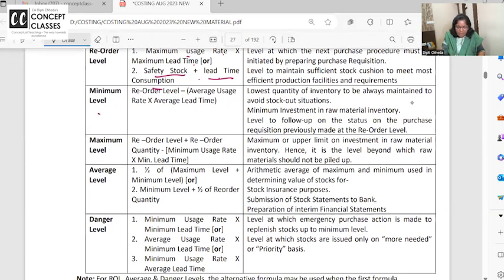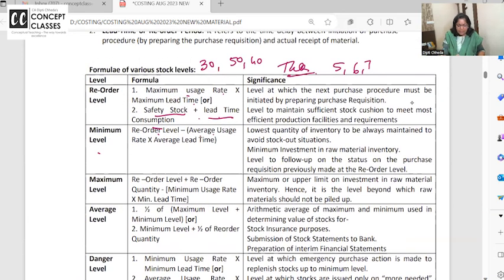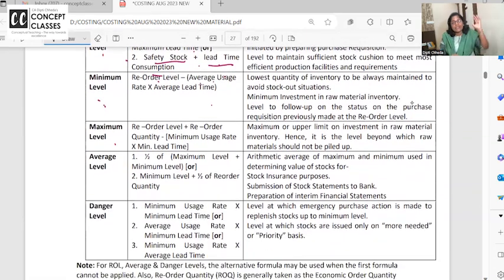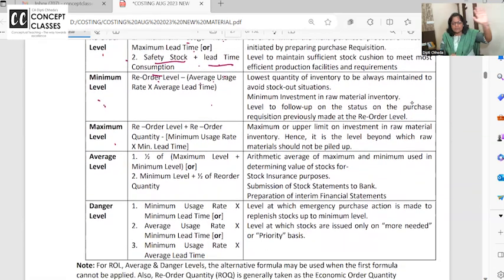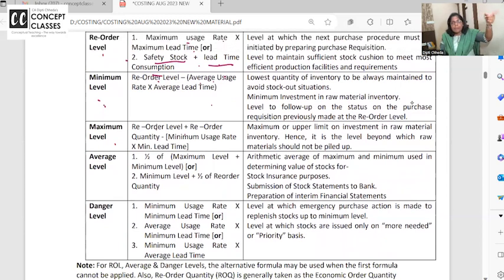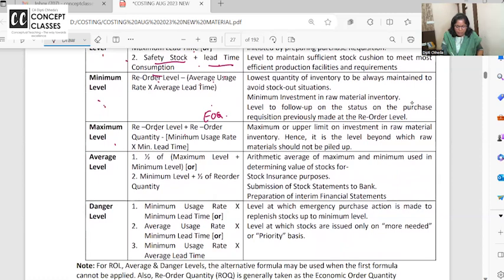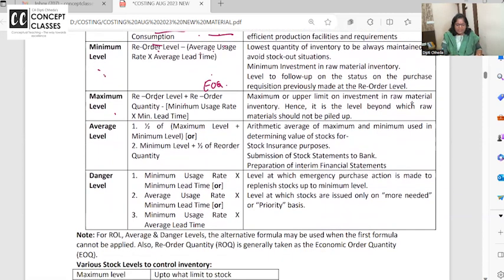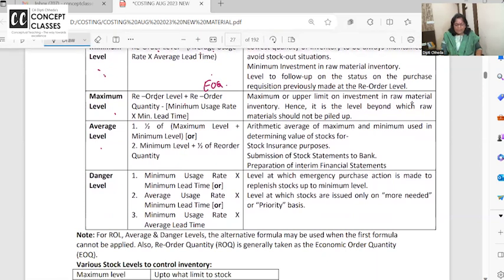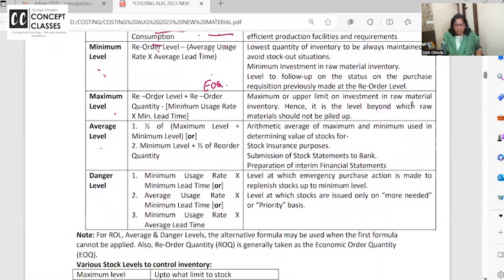Minimum level is reorder level minus average. Reorder level is maximum. Minimum level is reorder level minus average. If you practice, you will get this. Maximum, stop the purchases: reorder level plus reorder quantity, that is nothing but EOQ, minus minimum usage into minimum lead time. And what is average level of the stock? Maximum plus minimum divided by 2, or minimum plus half of EOQ.